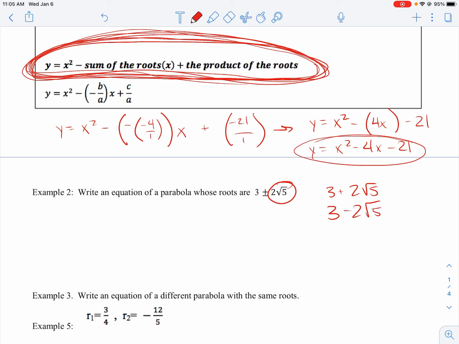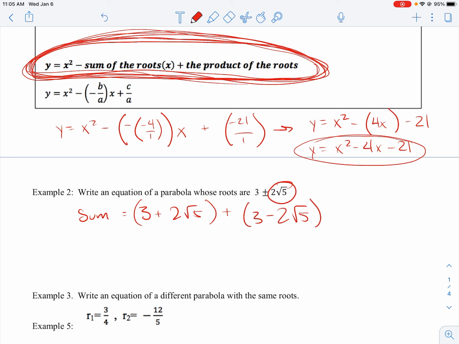Okay, and so here's the fun part. All right, so we go sum. We're just going to add these. 3 plus 2 square root 5 plus 3 minus 2 square root 5. And fortunately for us, what goes away? These right here. And we're left with 6. All right, and then the product is just 3 plus 2 square root 5 times 3 minus 2 square root 5.